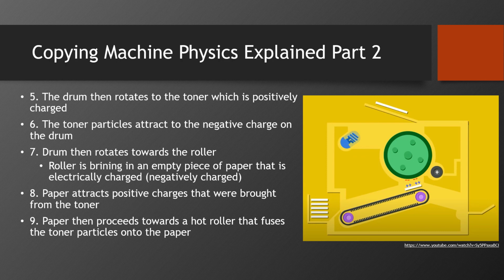The toner particles are basically the ink, which are positively charged, and the drum then rotates towards the roller. The roller is basically bringing in an empty piece of paper that is already electrically charged, so negatively charged, in order to attract the positive charges on the drum that are already present there because of the toner particles. This is where electric forces are occurring between the piece of paper and the toner particles. Paper then proceeds towards a hot roller that fuses the toner particles onto the paper. This is why when the page comes out of the copying machine, it is so warm.